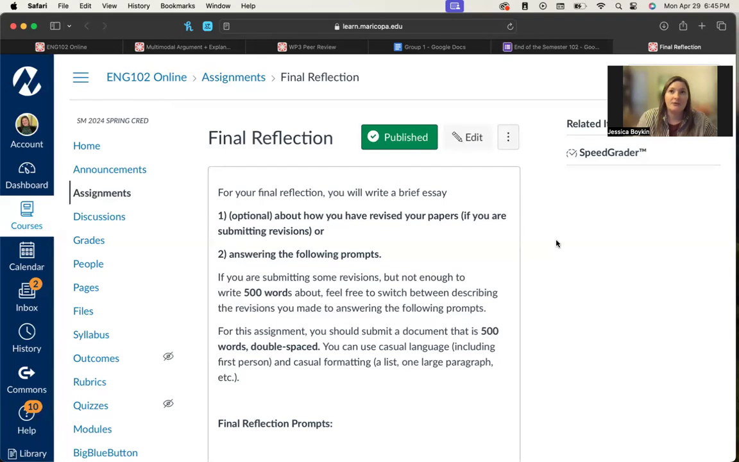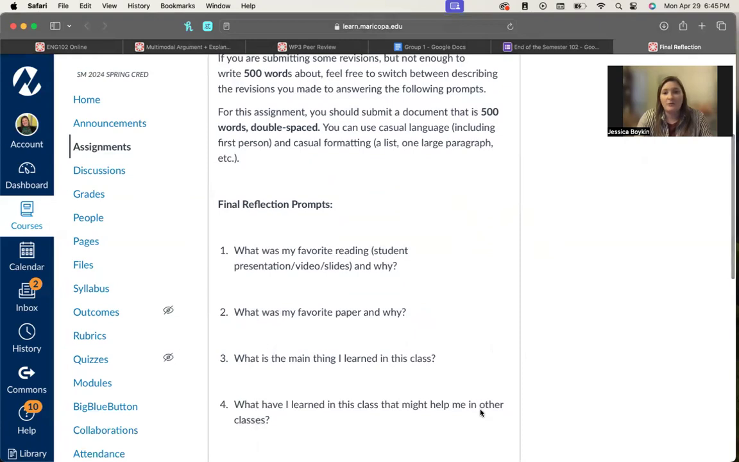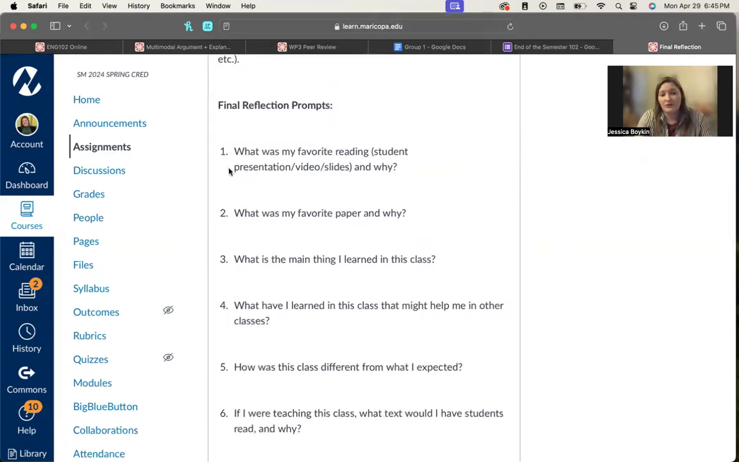This is an opportunity for you to reflect. Reflection is an important cognitive process. It helps you retain the information that you've learned from class. That's why we have reflections in a lot of writing classes, because it's important to be able to let these things sink in and apply them to future things. 500 words, double spaced. And honestly, most people just answer the prompts. A lot of people just copy and paste these prompts into a document and then answer them.